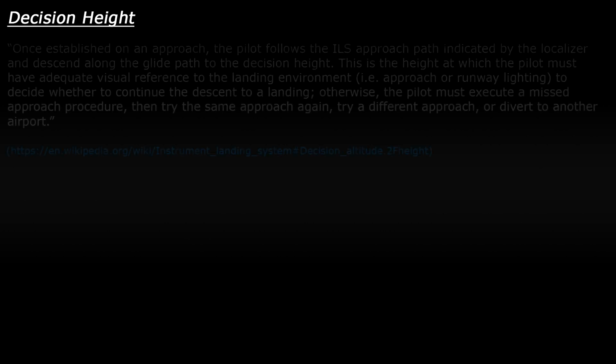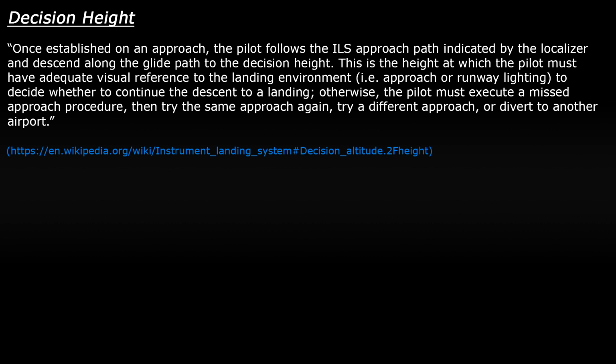So the first thing I'd like to talk about is something you've probably already heard of, and that is the decision height. So what is the decision height and how does it relate to ILS landings? So you know that ILS systems allow a pilot to approach a runway in bad weather or bad visibility. Well, the decision height is the point at which the pilot must have visual contact with the runway to safely touch down and complete the landing.